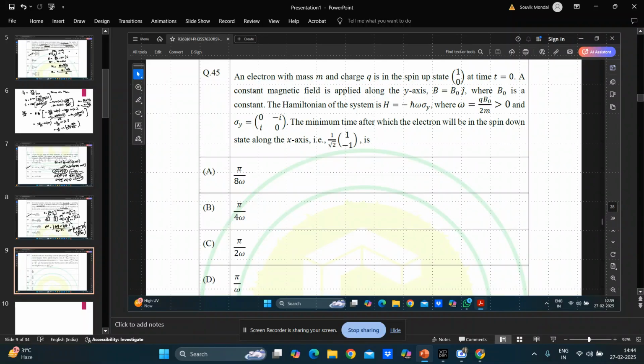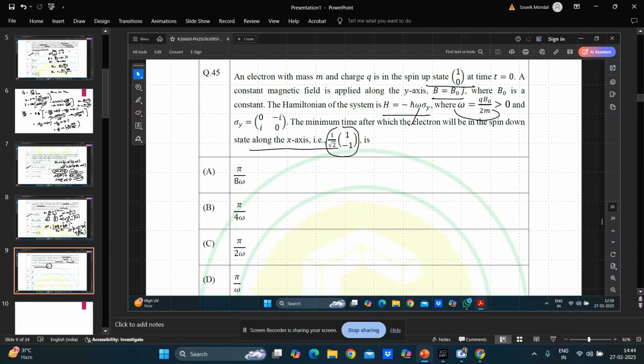The next one, so the electron with mass m and charge q initially at spin up state at t equal to 0. A constant magnetic field is in this direction, j cap direction, and the Hamiltonian is given by this. Okay, so omega is this. Don't care about what this is, and sigma y is this, the second Pauli matrix. So minimum time after which the electron will be in spin down state along the x-axis. So they already again give what is the spin down state along x-axis. So they reduce your burden so much.